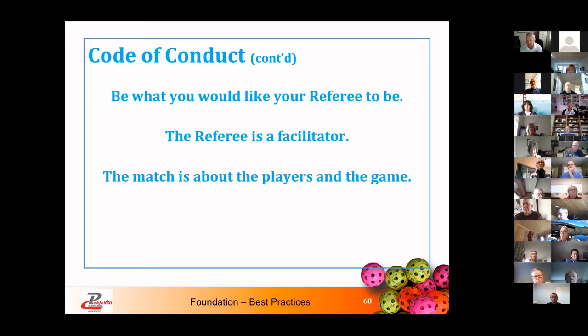The match is about the players and the game. It doesn't say it's not about the referee, but that's the insinuation there. It's not about you, the referee, and how well you did and how many non-volley zone faults you might have caught or whatever else is going on. You just quietly go about your job. It's about those players that are out there working hard all day, usually in the heat.